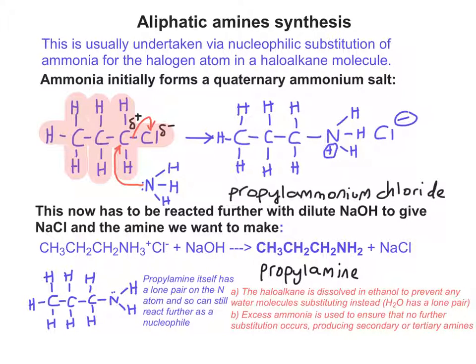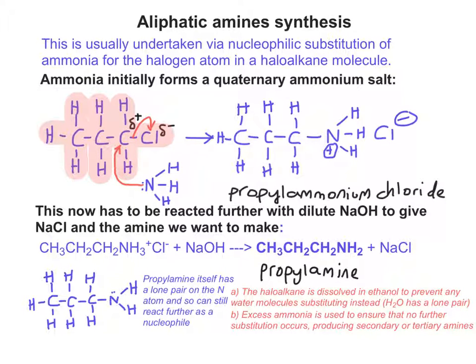So once the propylamine has been formed, there's a danger that it will go back, and instead of the ammonia, it will go and react with the chloropropane. And that'll produce a secondary amine which can then go on and re-react, because the nitrogen will still have a lone pair, with a new molecule of chloropropane to make a tertiary amine. To prevent this happening, we use excess ammonia. So the system is flooded with ammonia.